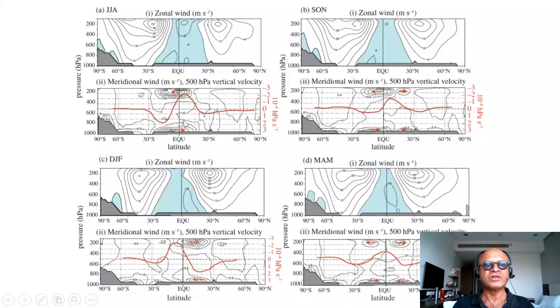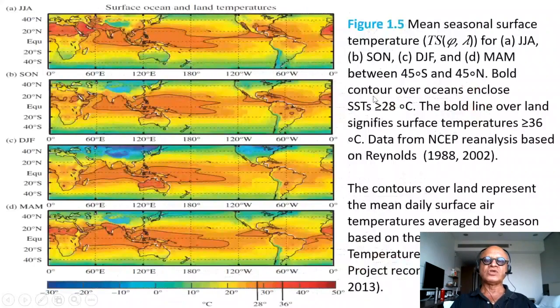So this is the boreal summer season, and this is the boreal winter season. And in the equinoctial seasons you get a more complicated picture of convergence here and divergence there, and not so strong cross-equatorial flow and so on. So there are the equinoctial pictures for the zonal winds.